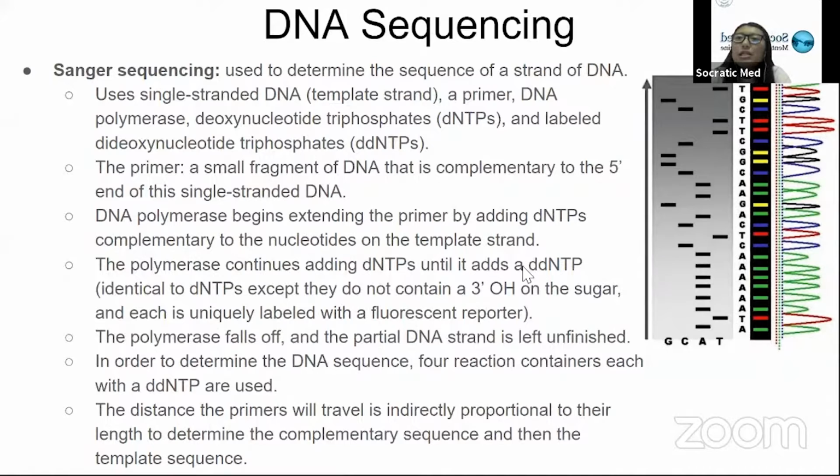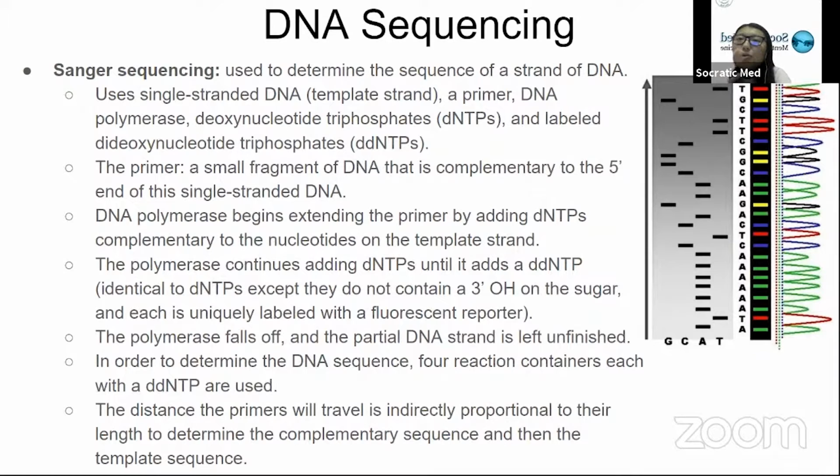The reason why it stops adding is because ddNTPs are pretty much the same idea as dNTPs, except they don't have that 3' hydroxyl group on the sugar. And each is uniquely labeled with a fluorescent reporter, which is specific for Sanger sequencing. Just so you know, dNTPs are the A, T, G, and C nucleotides that we usually see with DNA.